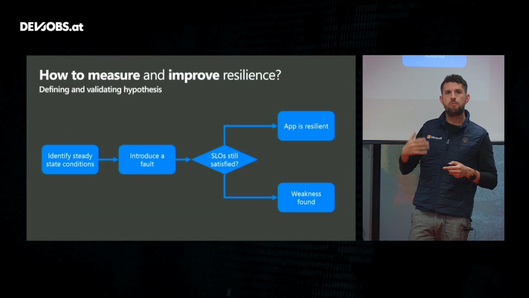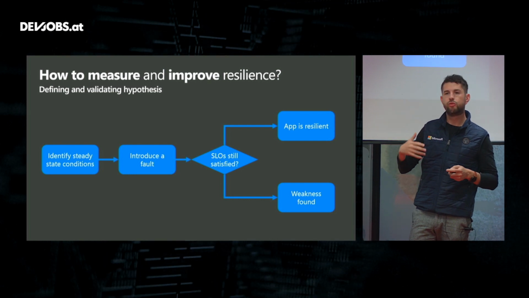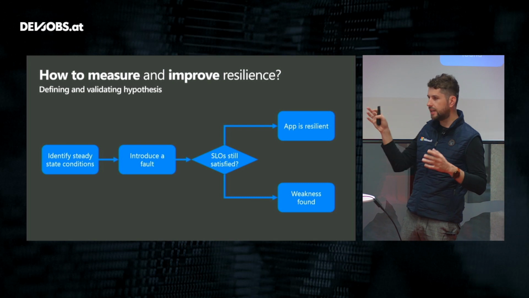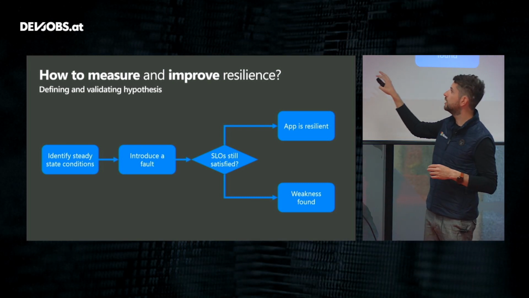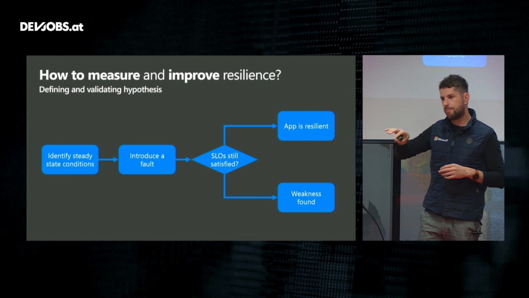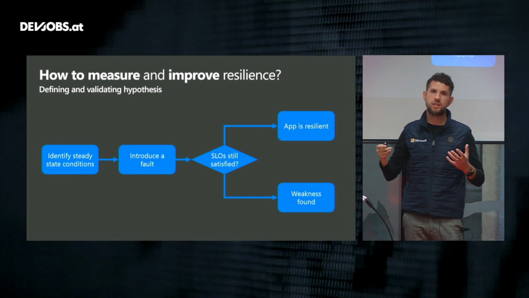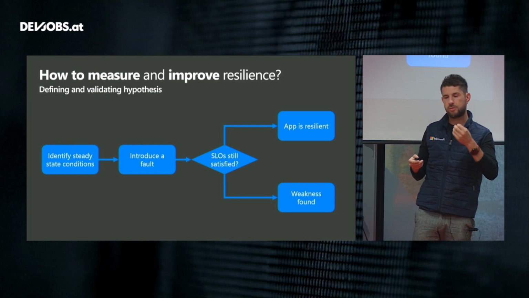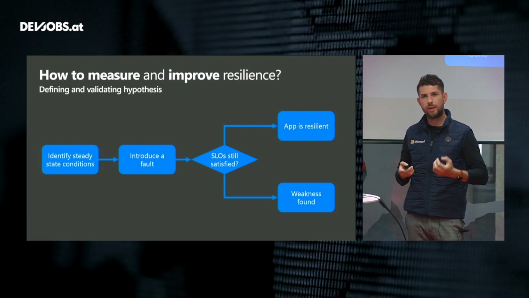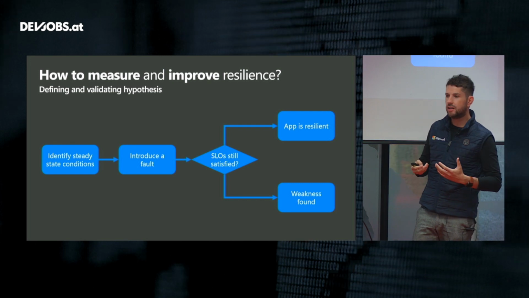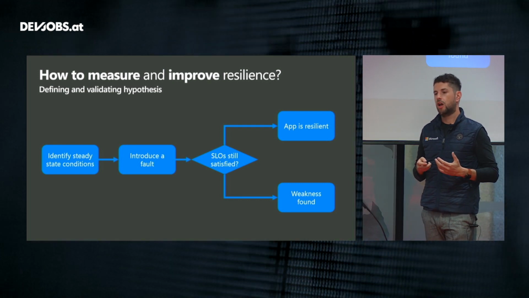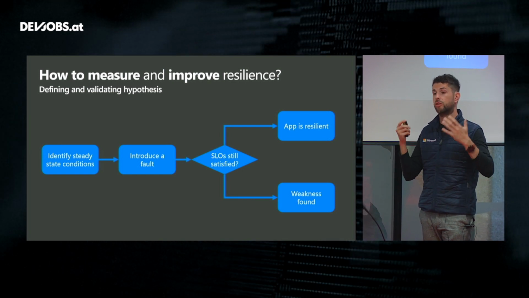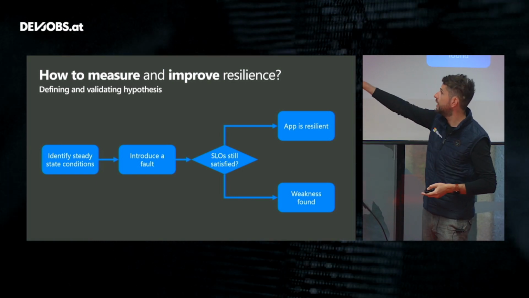So how can we measure and actually also improve resilience, and by that also the quality of our applications? We saw this already a little bit in the beginning, but here I put it into different words. When we want to measure the resilience of applications, we really have to start with some steady state conditions, and by that we define some hypotheses. Again, let's take the example of those 200 milliseconds. Our application has to respond within 200 milliseconds. That's where we really want to start.